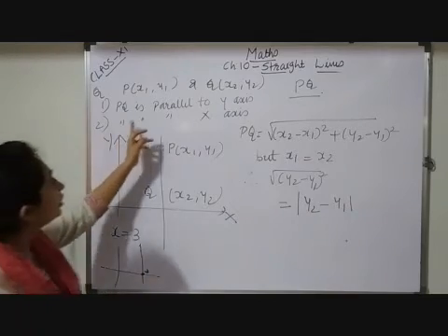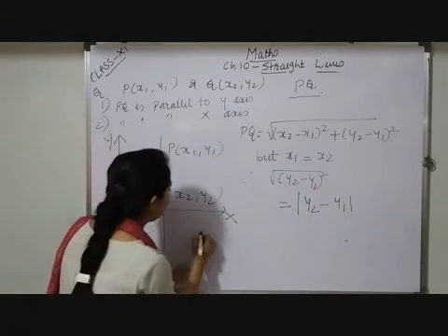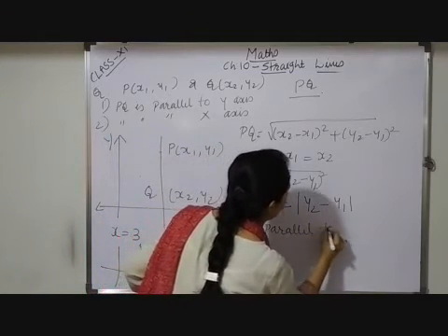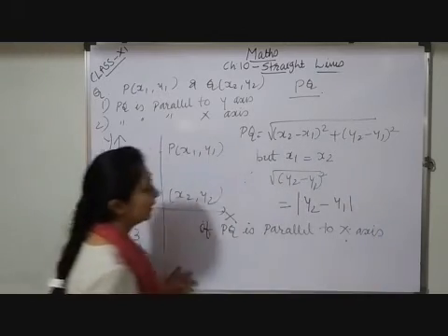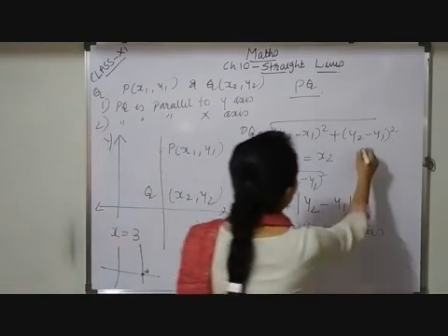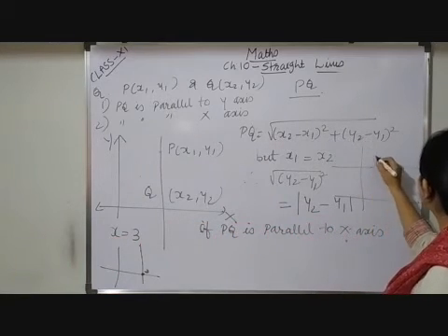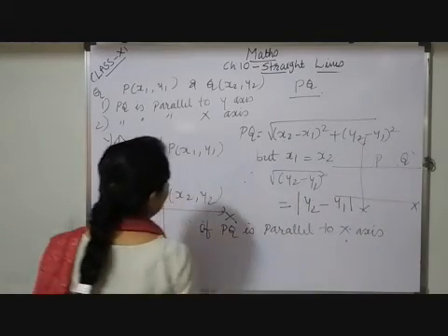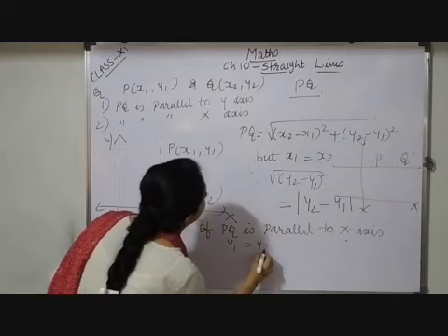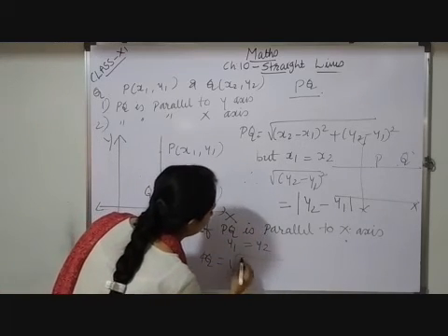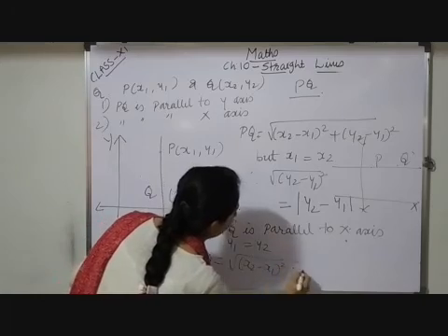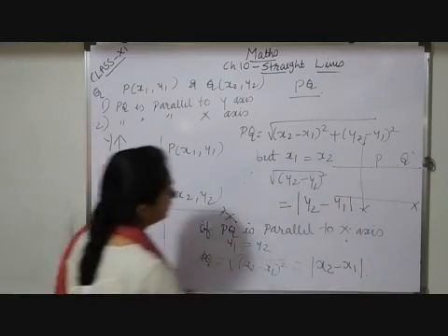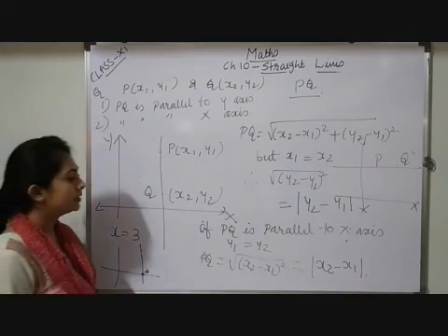Now next, PQ is parallel to the x-axis. If it is parallel to the x-axis, your diagram will be like this. PQ will be somewhere here. This is the x-axis, this is your y-axis. In that case y1 is equal to y2. So your distance PQ will be under root of (x2 minus x1) square, and when I remove root and square, I will get the modulus of x2 minus x1. Hope, children, it is understood to you.